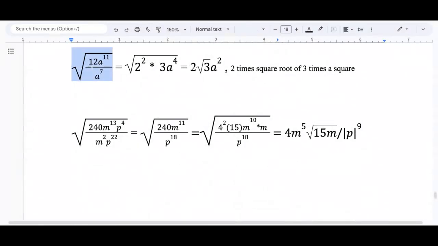A to the 11th power divided by a to the 7th power, we want to reduce the same base. So that's a raised to 11 minus 7, which is a raised to 4. But 12, we can split it into 2 squared and 3. Then the square root of 2 squared becomes 2. Then a to the 4th power, square root becomes a squared. Then we have square root of 3 left. So write as 2 radical 3 a squared.